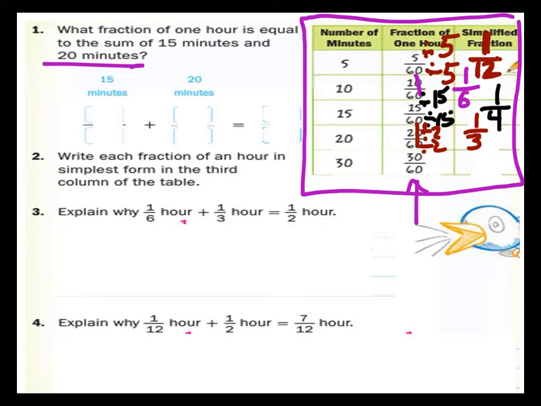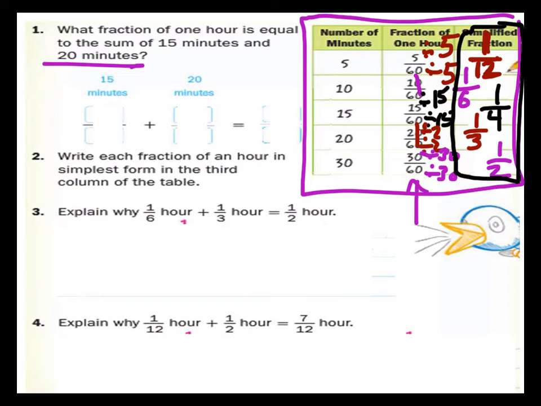All right. On this one, I can divide both of these by 30. That's 1/2. Okay. So these are all simplified fractions.